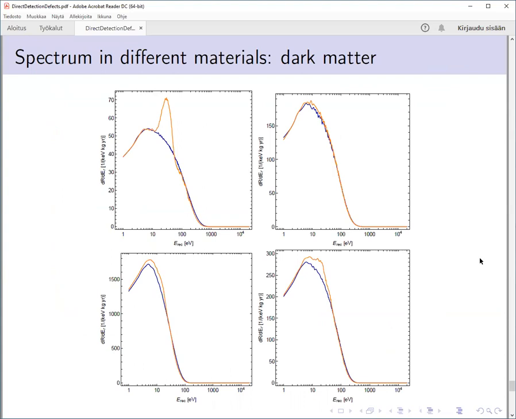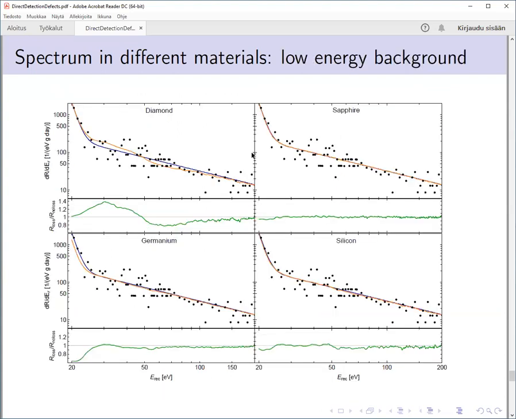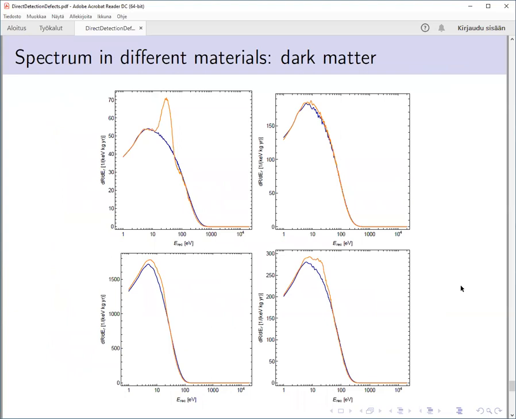So this is for a 1 GeV dark matter particle, again in the same four materials: diamond, sapphire, germanium, silicon. You see that in diamond, you expect to see a very sharp peak in the energy spectrum due to this effect, whereas in sapphire, for example, the spectrum is more smooth. So this is something you have to take into account if you want to very carefully calibrate your solid state experiments to understand what you're reading actually tells you about the underlying recoil event. You must understand that some of the energy might be stored in the lattice defects.